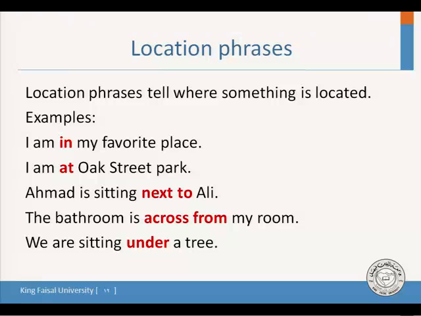Look at the examples on the screen. I am in my favorite place. In. Where am I now? I am in my favorite place. I am at Oak Street Park. At. Ahmed is sitting next to Ali. Next to. Two people next to each other. Beside. The bathroom is across from my room.